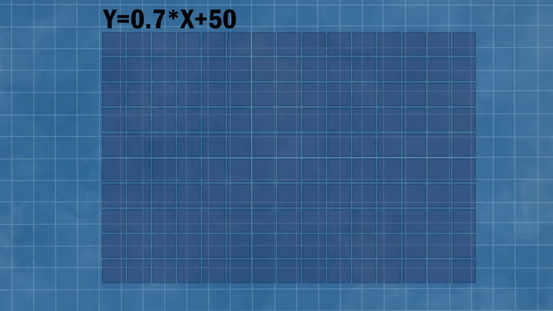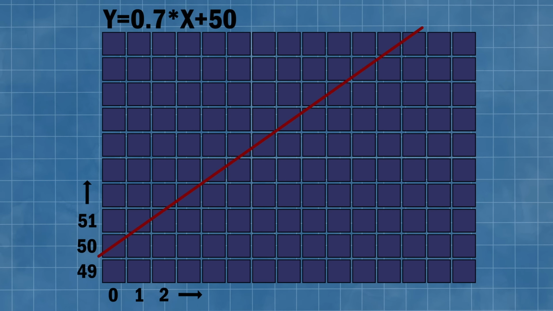Say you have this line, and your pixels are evenly spaced on a grid. You calculate your y value for each x location. Well, you find that the y value at x equals 8 is 55.6. There isn't a pixel at 55.6, so where do you put it?